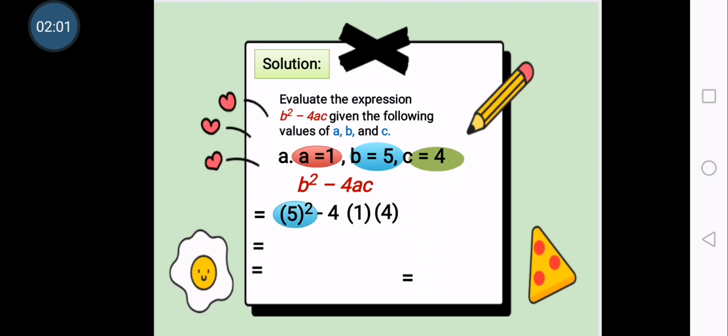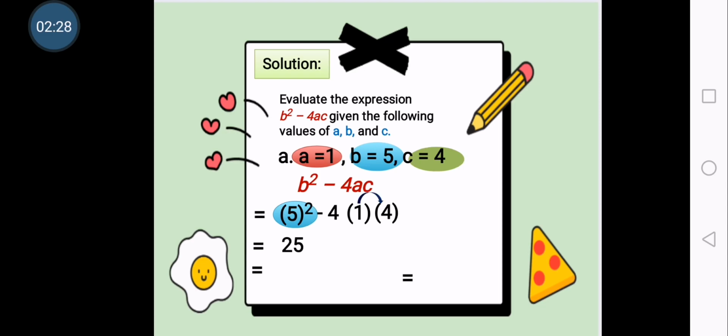Yan. Next one, you are going to square 5. Ibig sabihin po nun, imumultiply natin siya ng 2 beses sa kanyang sarili, which is 5 times 5. Hindi po dapat 5 times 2. Kasi 5 times 2 ang ginawa nyo, ang magiging result ay mali. So, 5 times 5 is 25.